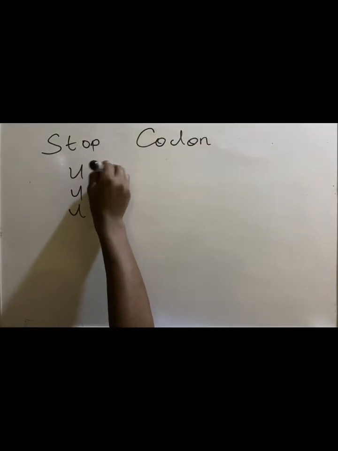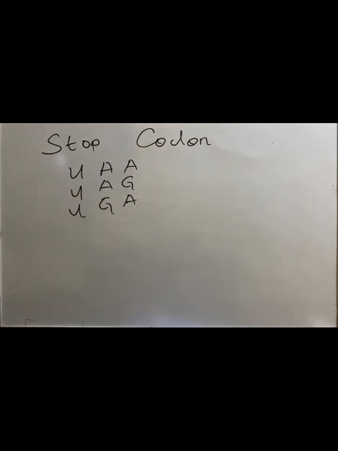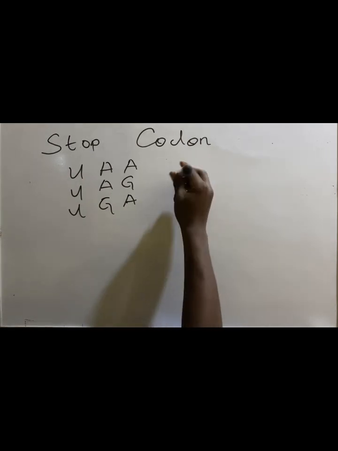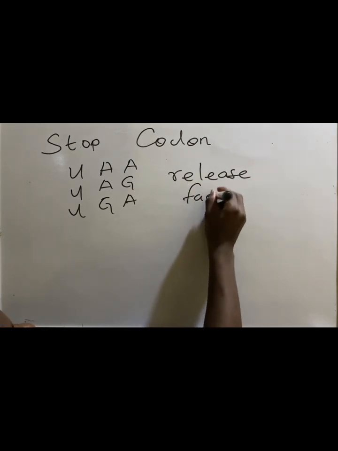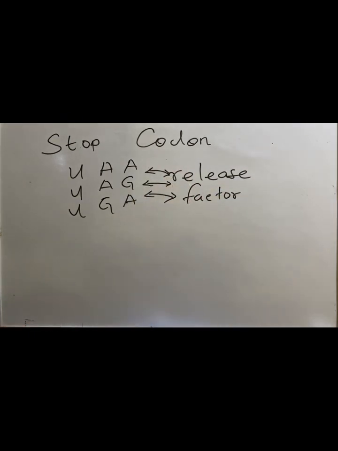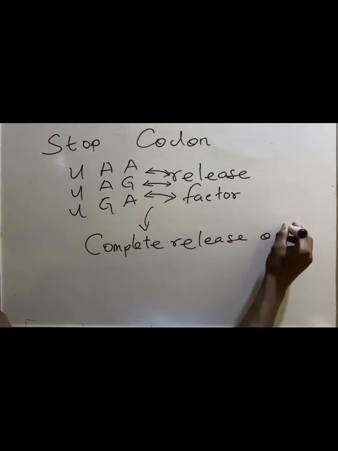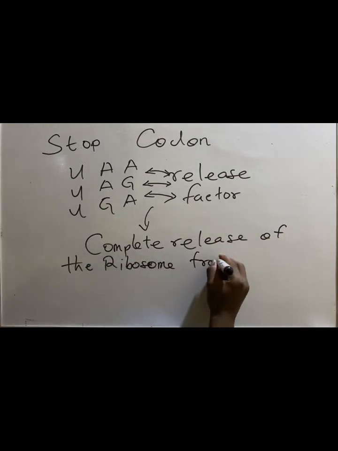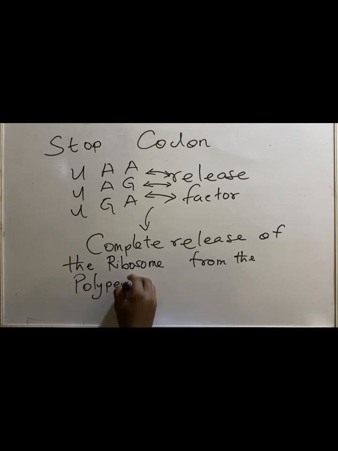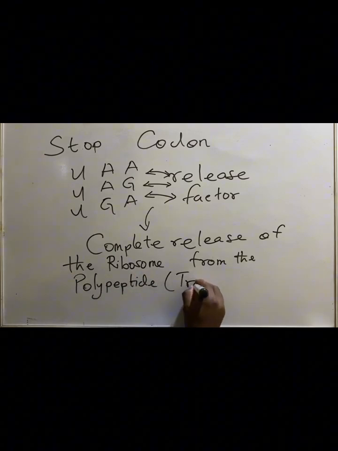So now let's look at the stop codon. For the stop codons, we have UAA, UAG, UGA, that's the trick for it. At the stop codon, this is where the release factor binds, which helps in terminating the translation and helps the release of the complete polypeptide from the ribosome, and that makes the translation end.